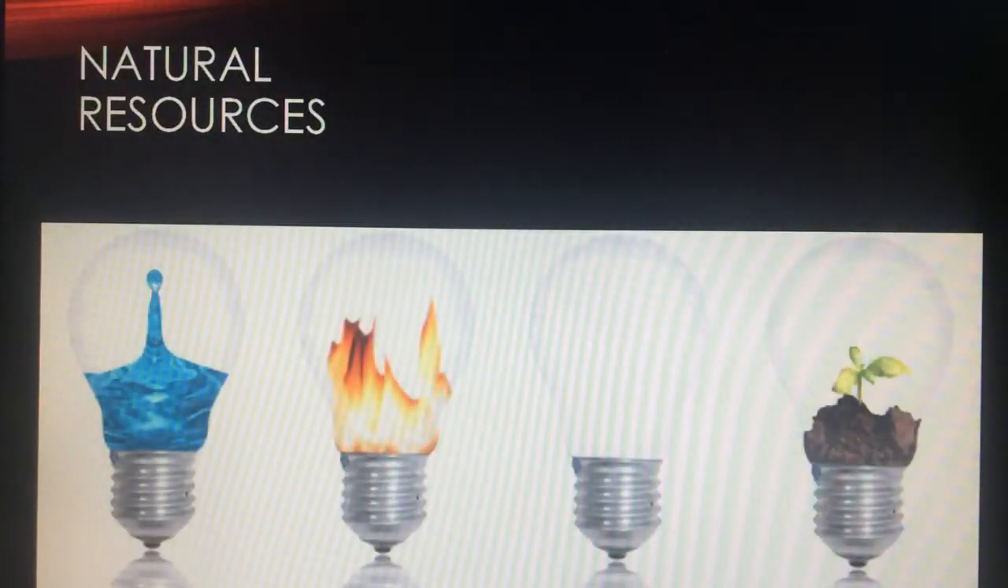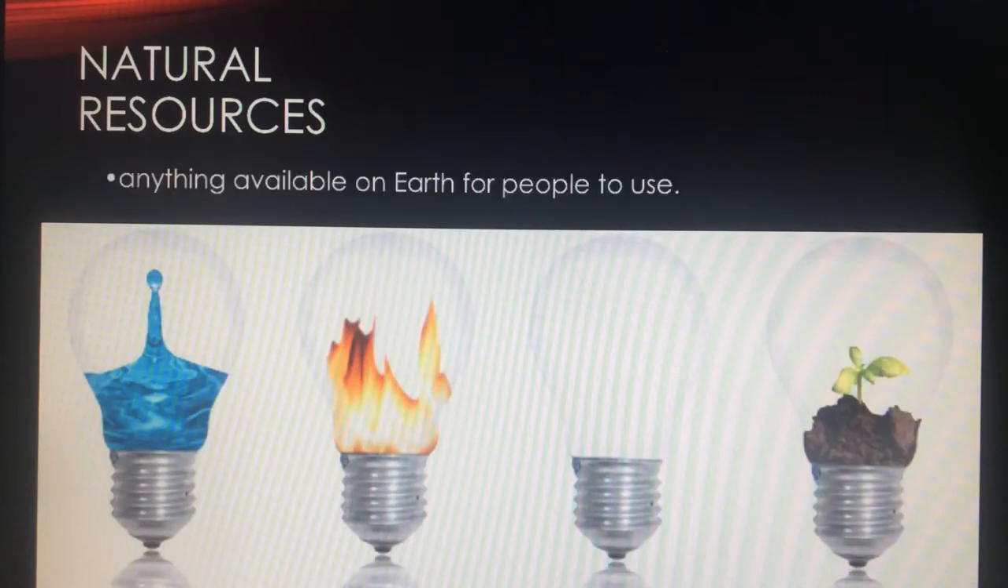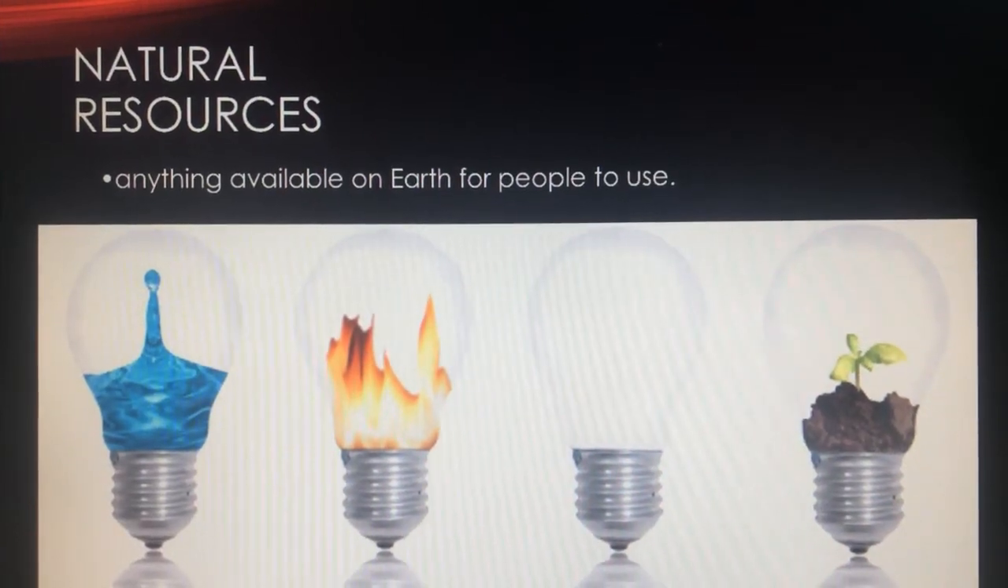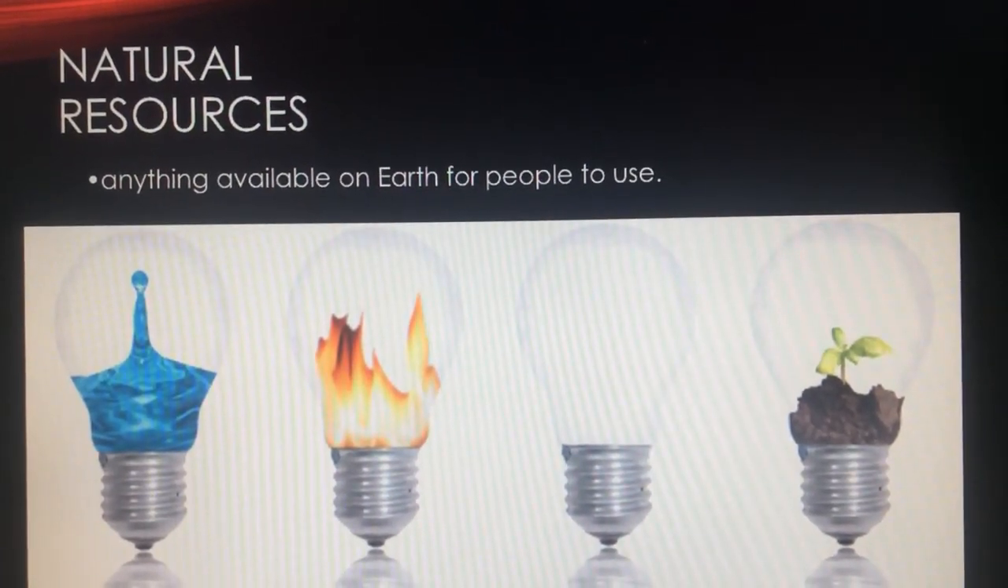When we talk about the word natural resource, it's anything that is on the earth for people to use. That could be water, it could be wood, it could be soil, it could be animals, it could be plants. It could be non-renewable or renewable, which we'll talk about in this lesson.